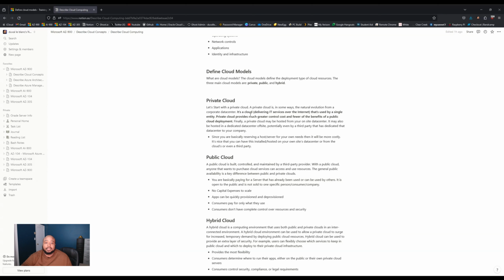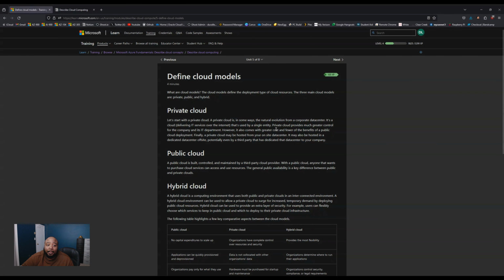That's pretty much it. In my notes for private cloud, since you are basically reserving a host/server for your own needs, it will be more costly. So you're going to pay more than the public because you're reserving this one. It's nice that you can have this installed, hosted on your own site, data center, or from the cloud, or even a third party. So that's pretty much the private cloud.